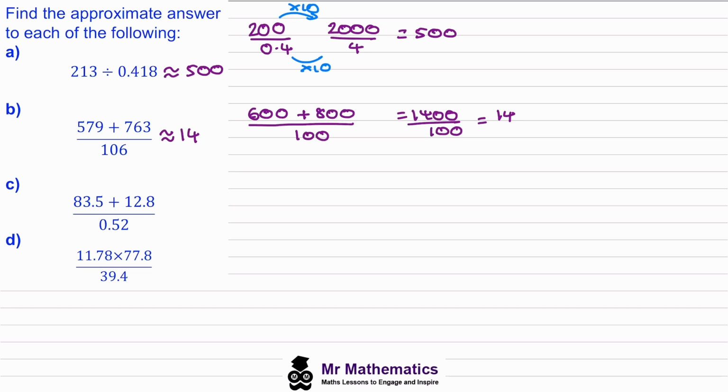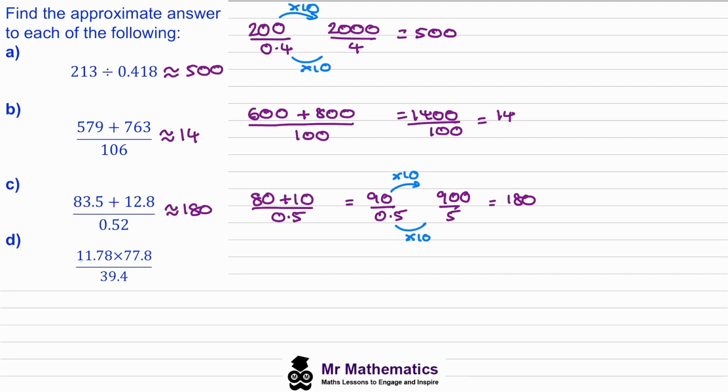So the 83.5 becomes 80. The 12.8 becomes 10. And then the 0.52 becomes 0.5. So now we have 90 divided by 0.5. Again, we'll use equivalent fractions. Multiplying the 0.5 by 10 gives us 5. We'll multiply the numerator by 10. And then we have 900. And 900 divided by 5 is 180.